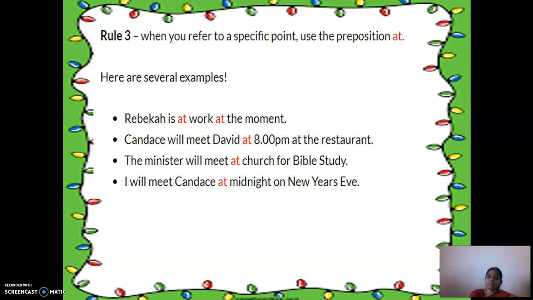Now, when you refer to a specific point, use the preposition at. Rebecca is at work at the moment. When you are referring to a specific point, then you have to use at. Candace will meet David at 8 p.m. at the restaurant. The minister will meet at church for Bible study. I will meet Candace at midnight on New Year's Eve. Candace is the name of the person. So here at is used for a specific point.